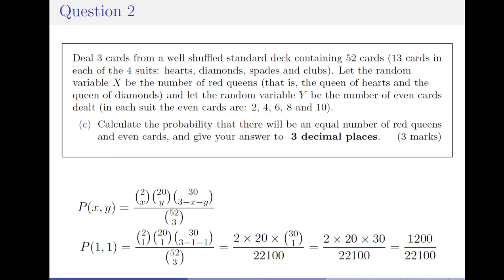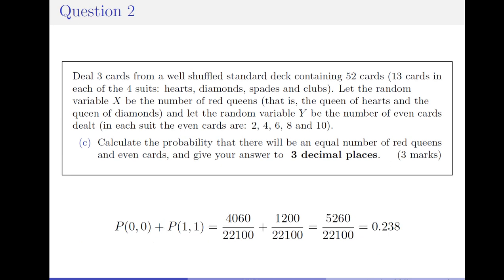So the last thing we need to do now is add these 2 things together. P00 plus P11 is equal to 4,060 over 22,100 plus 1,200 over 22,100. This is equal to 5,260 over 22,100, which to 3 decimal places is 0.238. And that is the final answer for this question. Okay, thanks for listening. Goodbye.